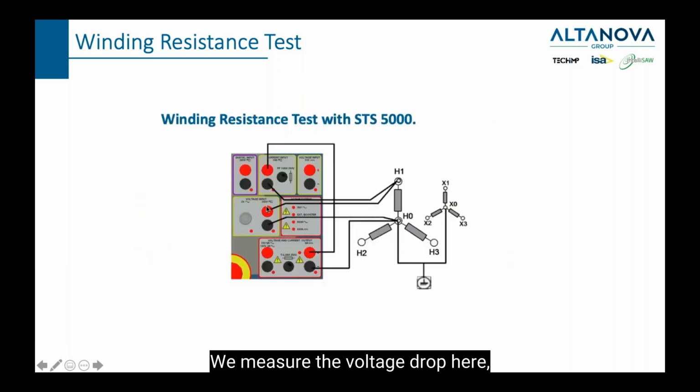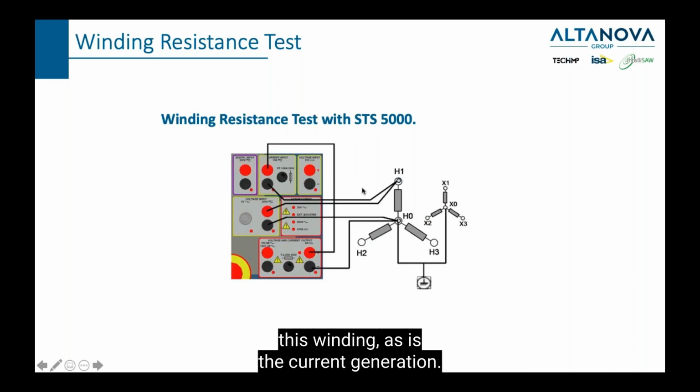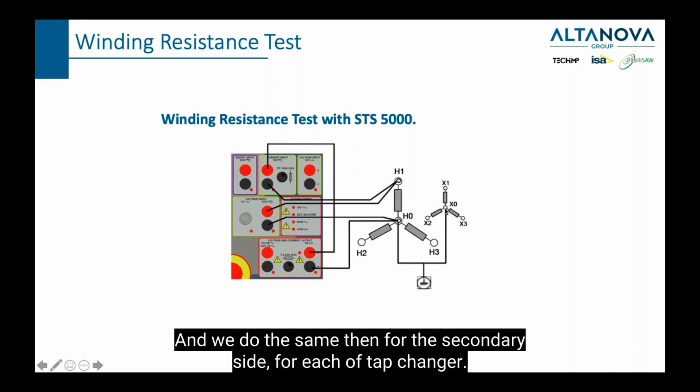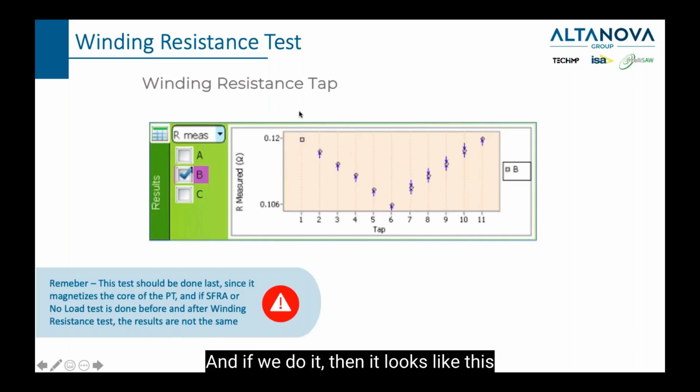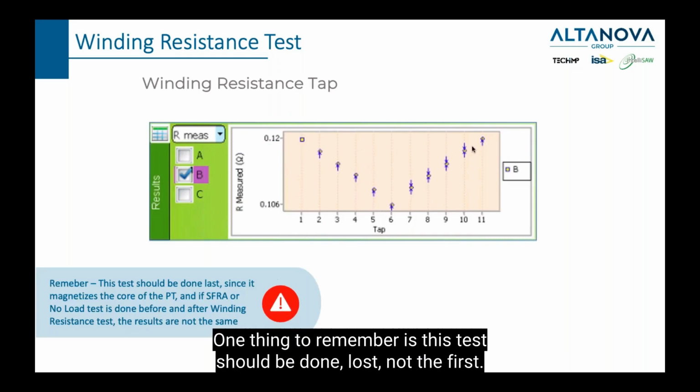We measure the voltage drop here. As you can see, the 300 volts measurement input is connected also onto this winding, as is the current generation. And then we measure that for phase A, for phase B, for phase C, and we do the same then for the secondary side for each position of tap changer. And if we do it, then it looks like this for all positions of tap changer, for 1 to 11, for example. One thing to remember is this test should be done last, not the first.